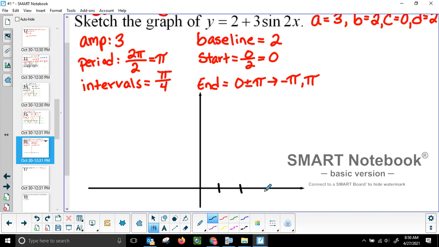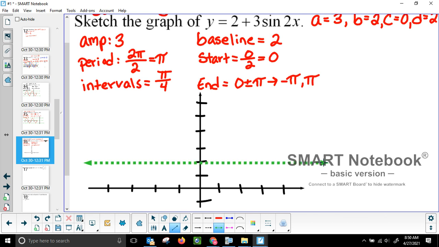And then I want to go 1, 2, 3, 4 to the right, and 1, 2, 3, 4 to the left. All right, now my start, my midline is at 2, and I have to go up 3, so up to 5, and down 3, so down to negative 1. So 1, 2, 3, 4, 5. All right, so our baseline is at 2. That's going to be the middle of my graph. My amplitude is 3, which means I need to go up 3 to 5. And I need to go down 3 to negative 1.